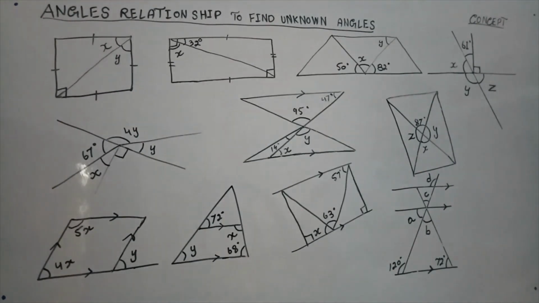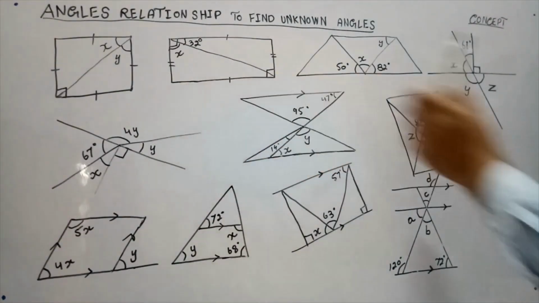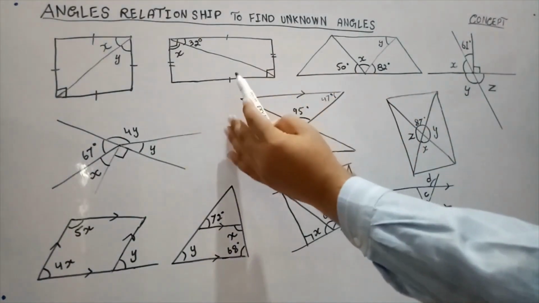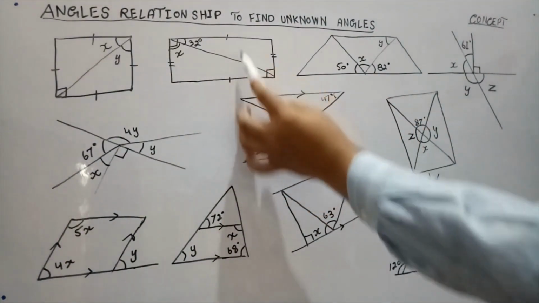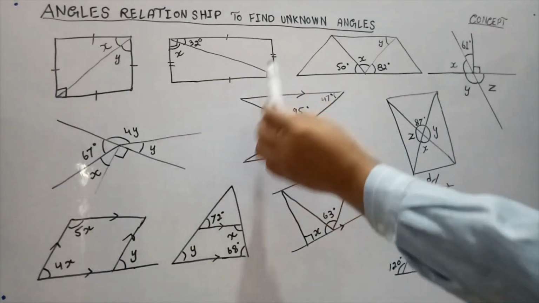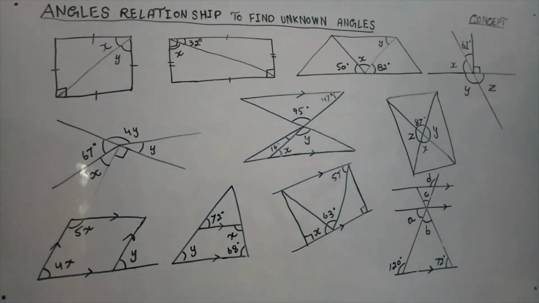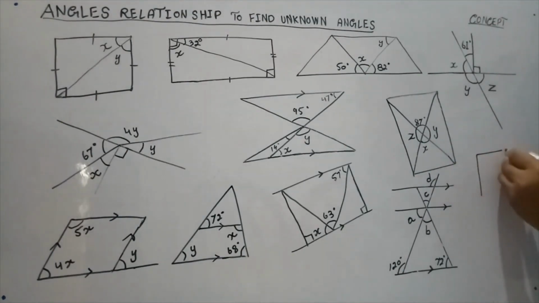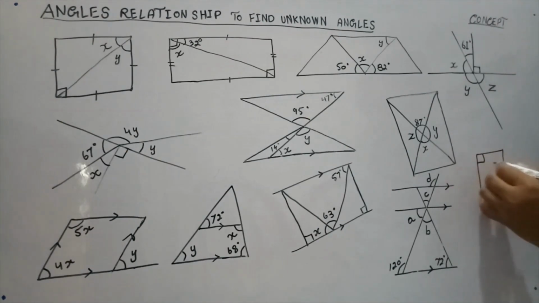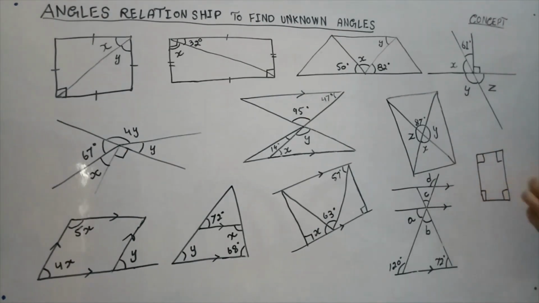Here we know that in a rectangle, you can see here, because opposite sides are parallel, these two. And opposite sides are also parallel and equal in length. So it means that it is a rectangle, and in a rectangle we know that the side angles are equal to 90 degrees. Each interior angle will be equal to 90 degrees.